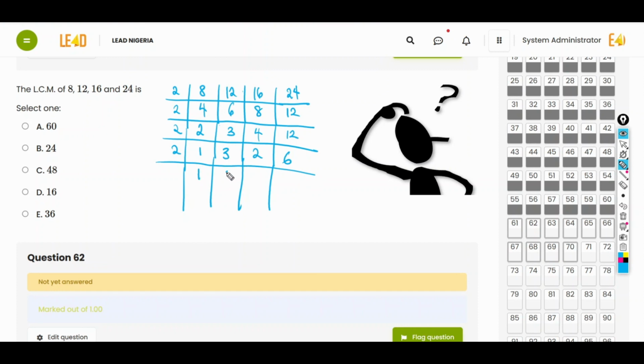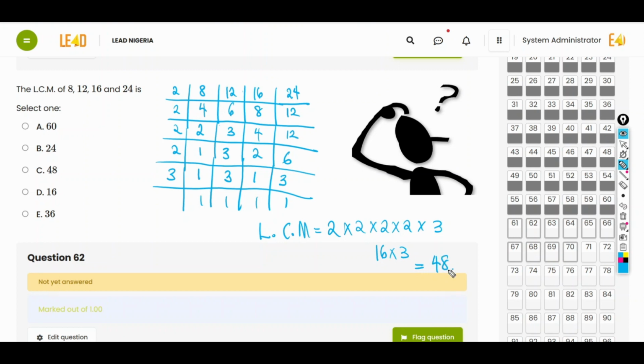We can work with 2 again: 1, 3, 1, 3. And now we can work with 3: 1, 1, 1, 1. So the LCM is 2 times 2 times 2 times 2 times 3. This is going to be 16 times 3, which gives you 48. The lowest common multiple of all of those numbers is 48.